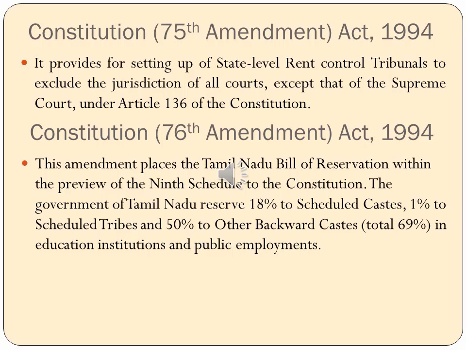Next is the 76th Amendment Act that was passed in the year 1994. This is pertaining to the state of Tamil Nadu. As per this, the reservation within the 9th schedule of the Constitution, the government of Tamil Nadu will reserve 18% to scheduled caste, 1% to scheduled tribe and 50% to other backward classes or other backward castes or OBCs.